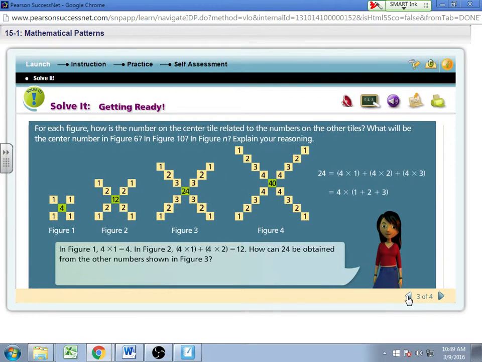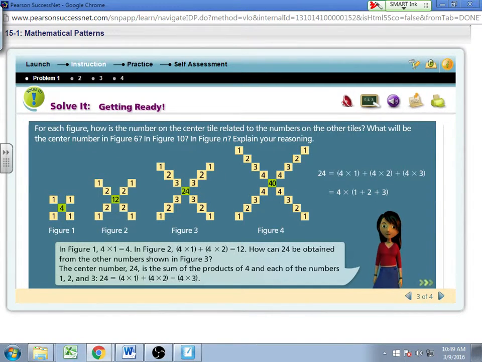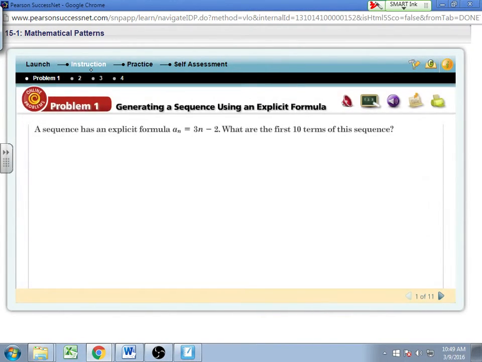So I'm actually just going to skip on past this because it takes a minute to get to what I want to get to. So in this problem, you will generate a sequence using an explicit rule.